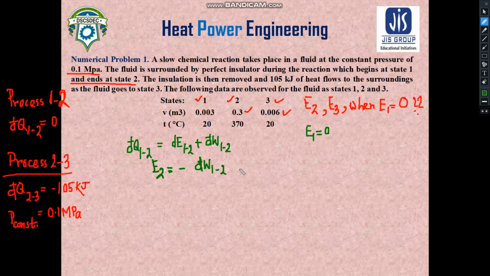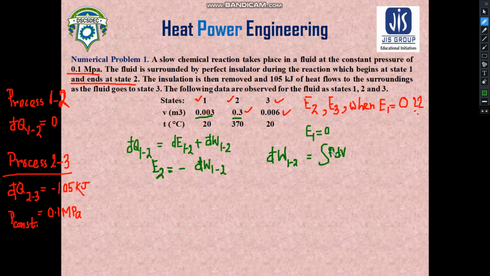Now our question is, how can we find this work transfer during the process 1 to 2? During the work transfer, you can observe that the pressure remained constant. There is a change in the volume. So when pressure remains constant and there is a change in volume, then the work transfer can be simply calculated by the basic formula. You know the formula of displacement work. It is the integration of PdV.